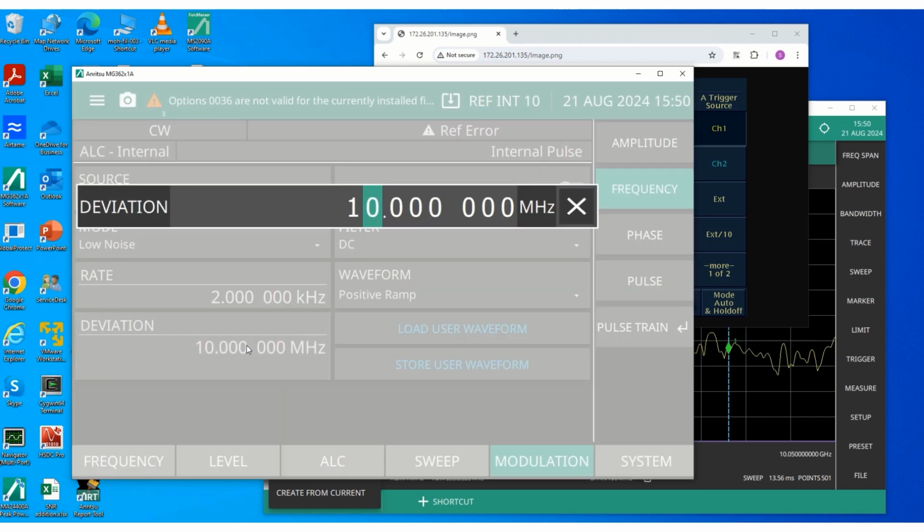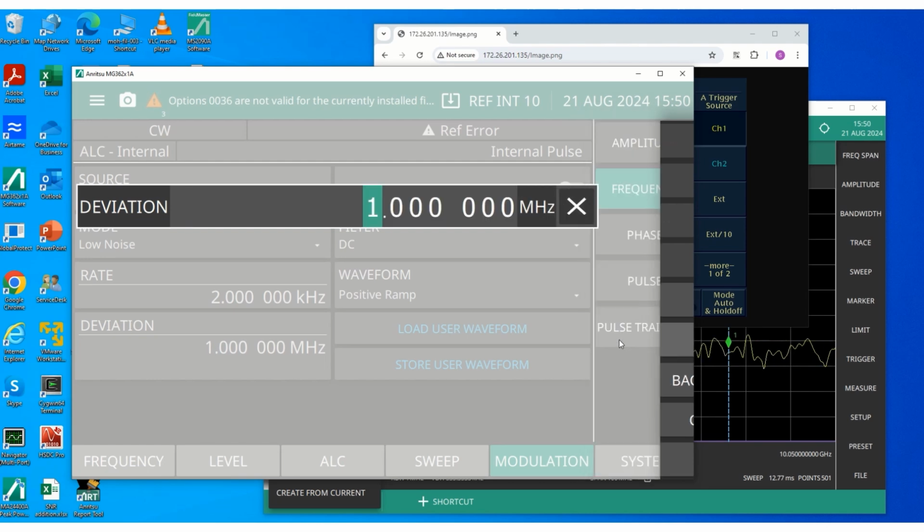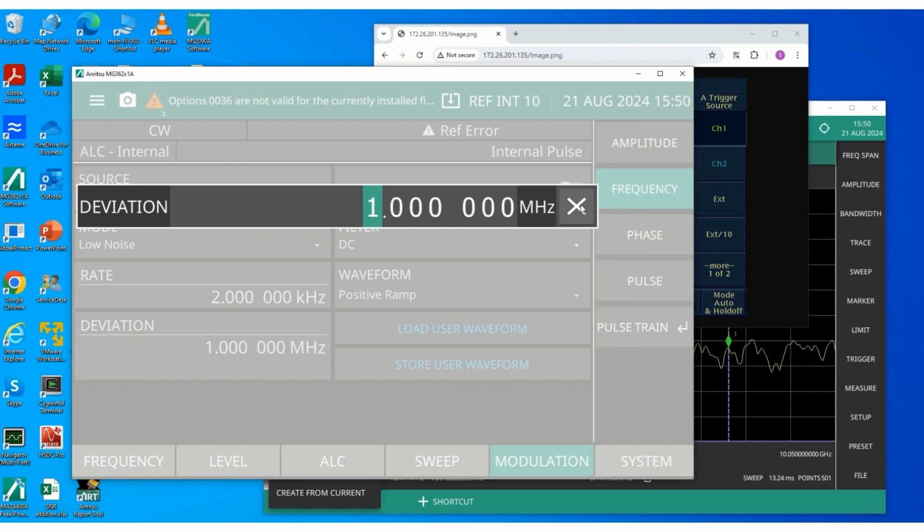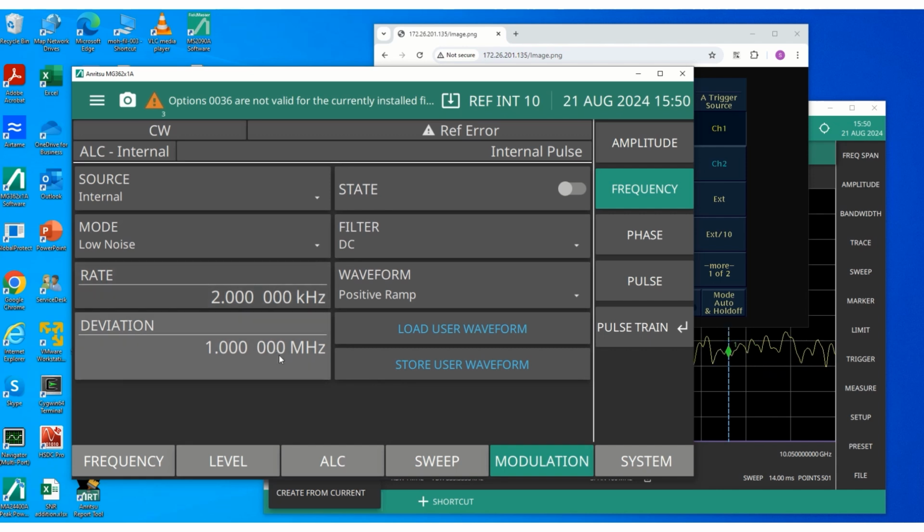The deviation, we'll set the deviation to, say, 1 megahertz for now. So let's set it to 1 megahertz. So we'll set the deviation to 1 megahertz positive ramp, and then we'll enable it.